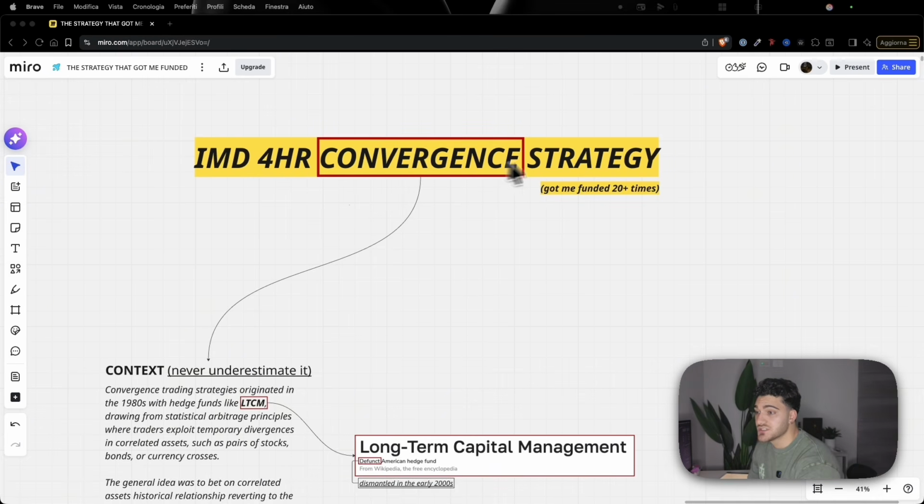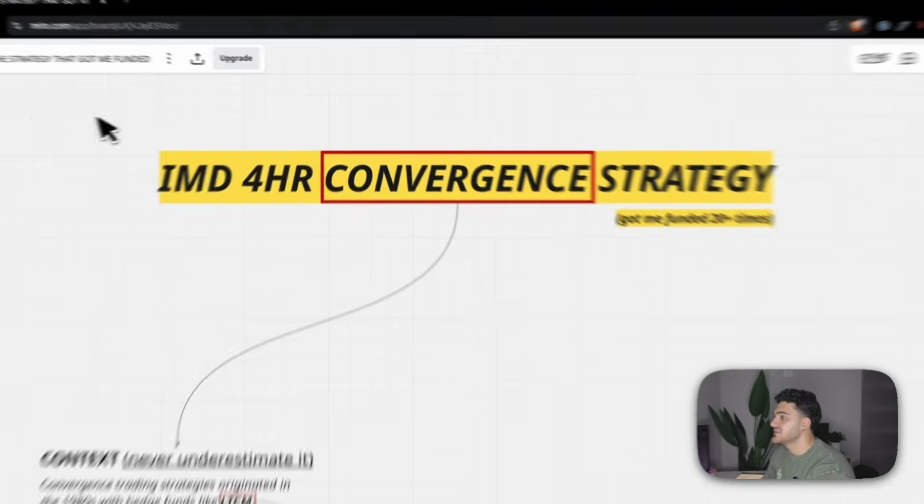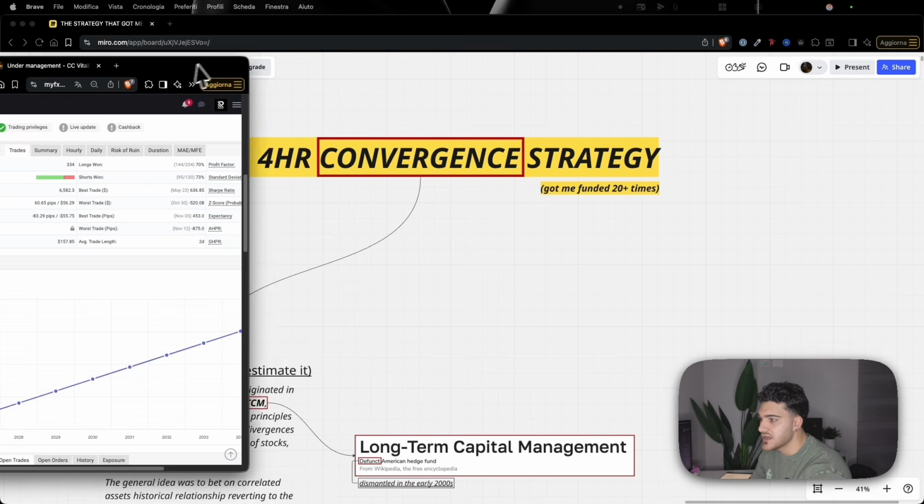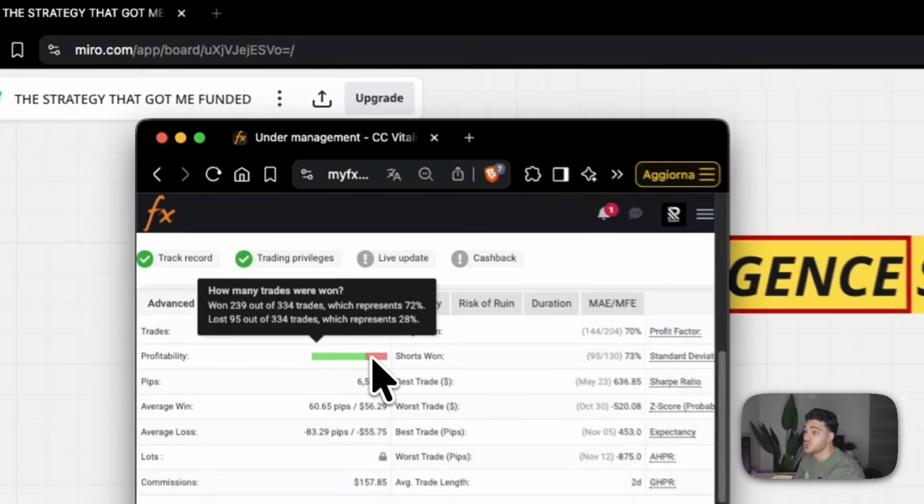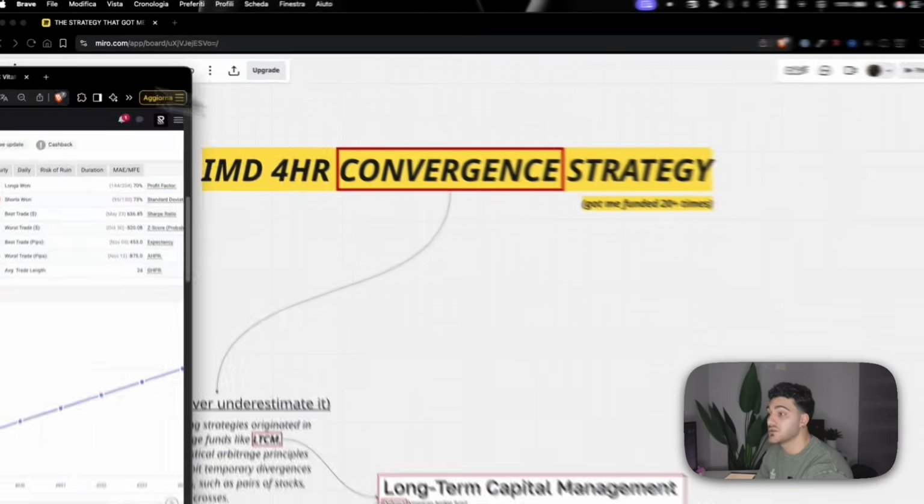Now, let's get into it. So what is the IMD for our convergence strategy? It got me funded over 20 times and has a very, very high win rate. In this My FX book, we can see that I got a 72% win rate. So how does it work?